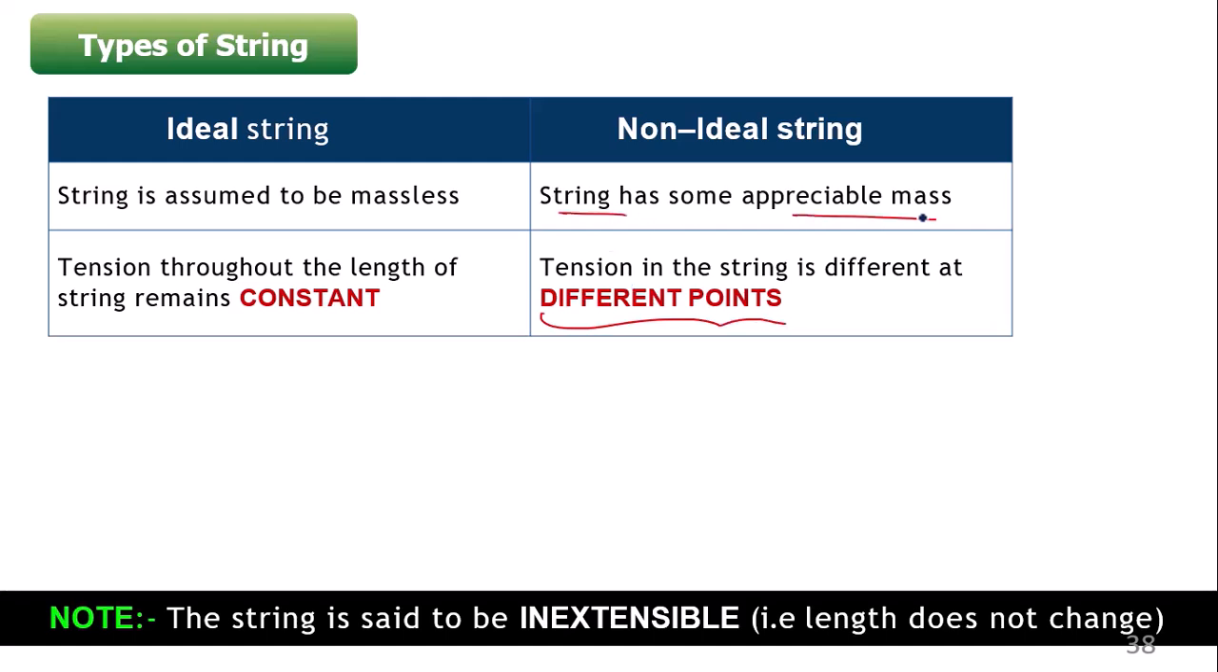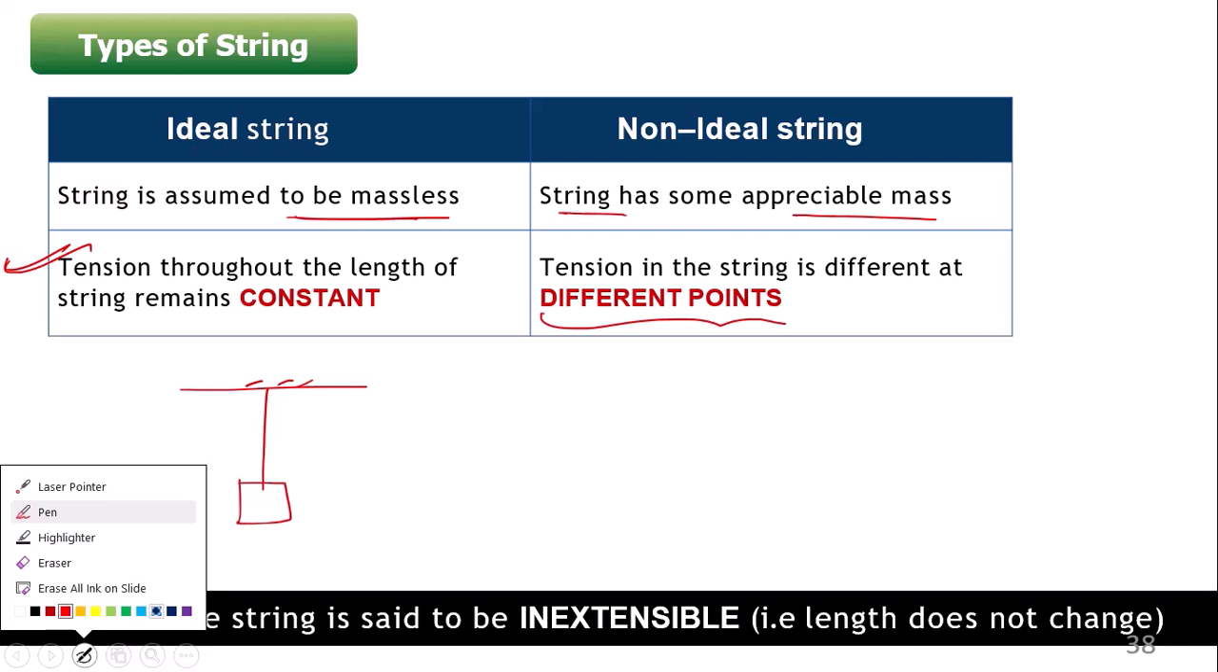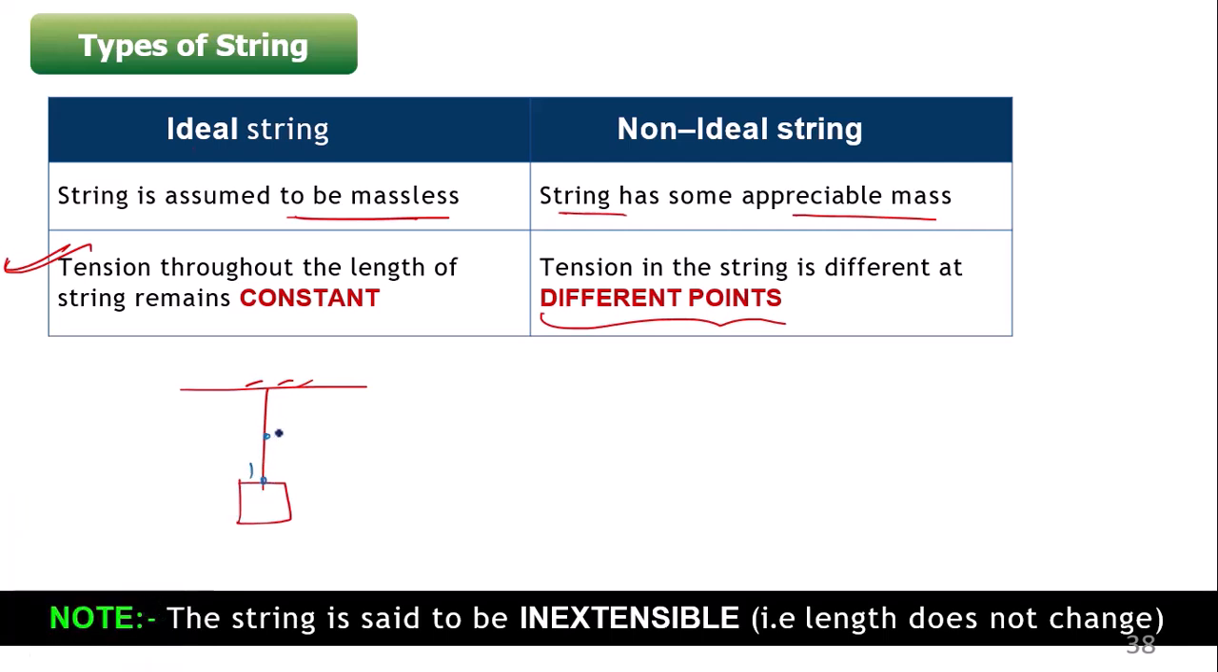The string has some appreciable mass, whereas the ideal string is massless. Whenever the string is assumed to be massless, the tension at different points should be the same. If this is the body, we started with an ideal string. If this is point 1, this is point 2, and this is point 3, then the tension at point 1 should be equal to the tension at point 2, which should be equal to the tension at point 3, when the string is ideal. If it is not ideal, then the tension will be different. Now the string is said to be inextensible, as its length does not change.